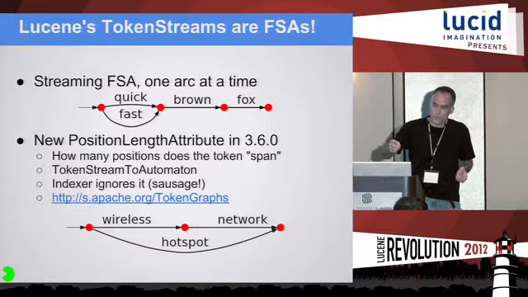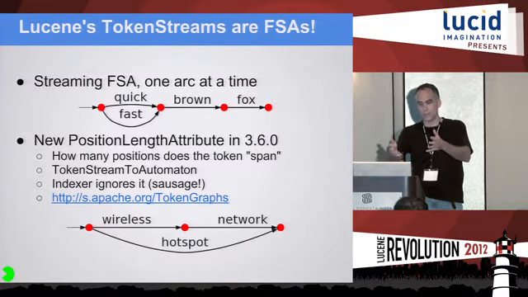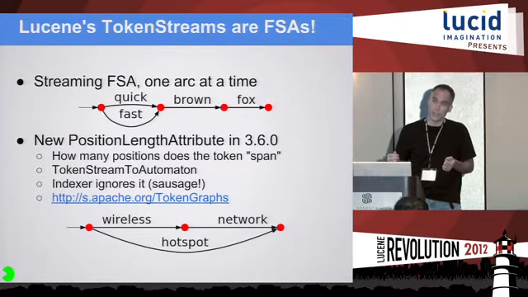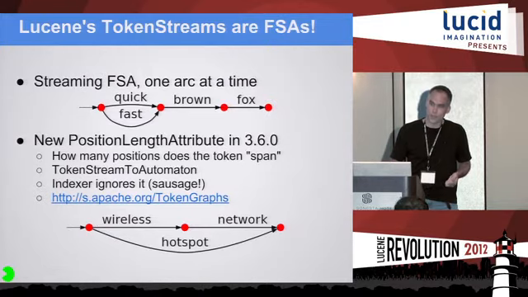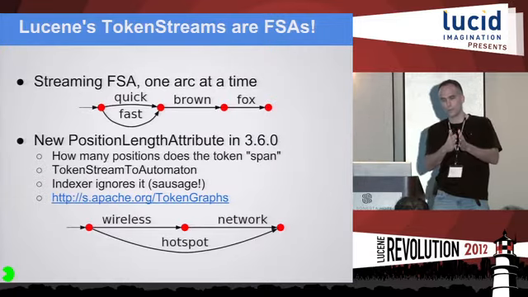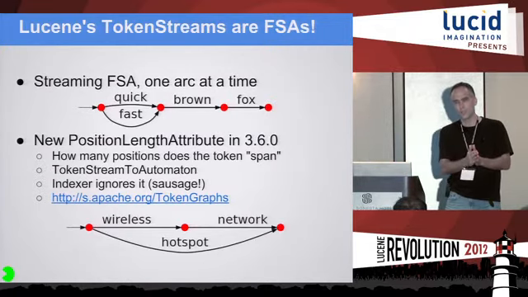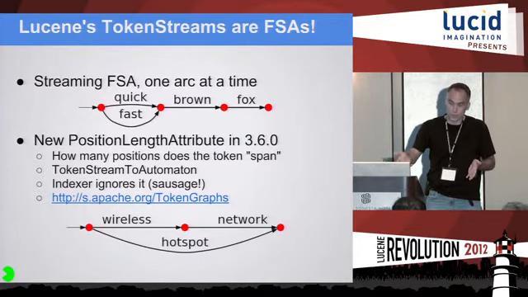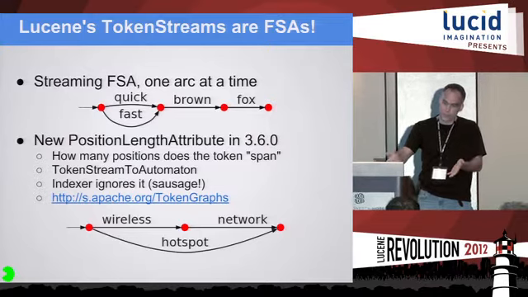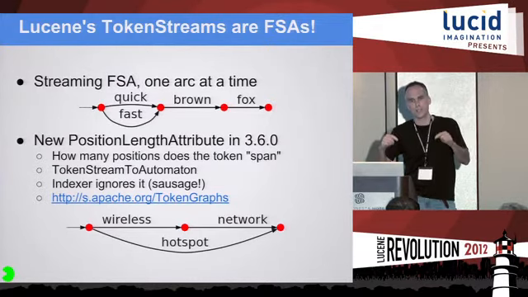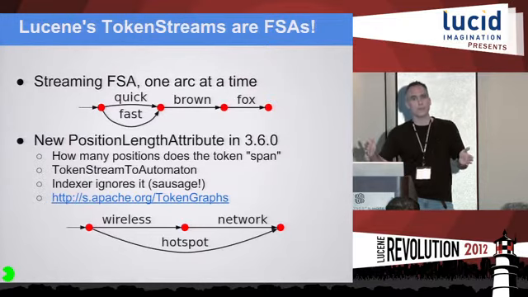And so if you have a synonym filter that inserts fast whenever it sees quick, the graph is interesting because you've got two tokens at the same position overlapping each other. And then in 3.6, we added a new analyzer attribute called the position length attribute. This records the number of positions that a token spans. So we already have position increment that tells you where the token starts. Now we have position length that can tell you where the token ends. And this gets more interesting with SynonymFilter. For example, if you have a synonym that detects wireless network and injects hotspot, now hotspot will record the fact that it spans two tokens.